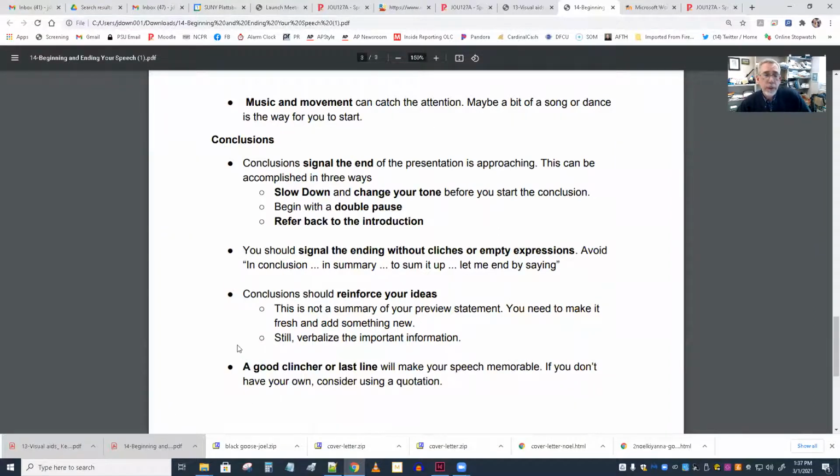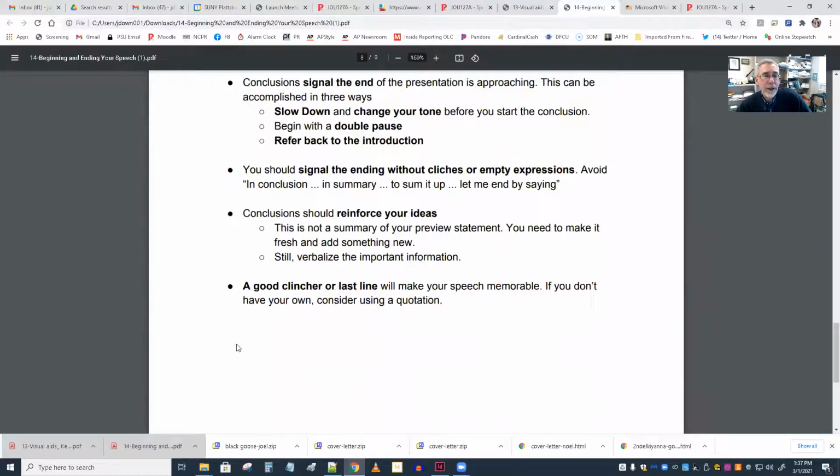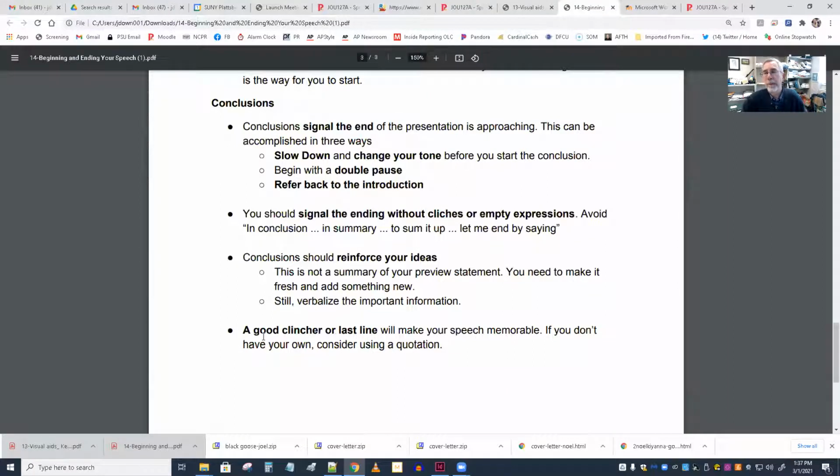And then the conclusions. Look at it, we spent all this time talking about introductions, and that's all there is about conclusions, this little bit. Honestly, we pay most attention to introductions, and then hopefully you get the body that works out well. But a good way to signal that you want to let the audience know that you're ending, that you are concluding, is to slow down and change your tone before you start the conclusion. You maybe double pause before the conclusion, and you could refer back to the introduction. All those things will give the indication that, hey, they're almost done.